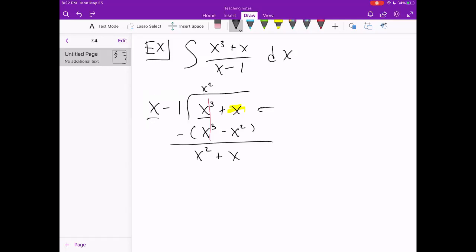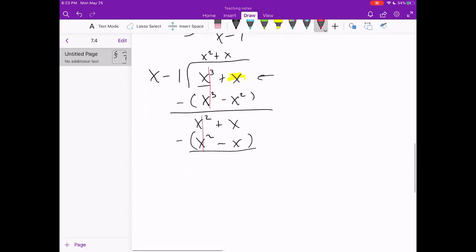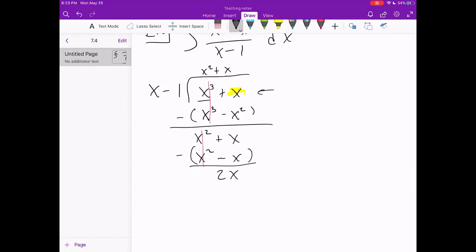All right, so now I ask myself, what do I multiply x by to get x squared? Because now I'm looking at this, and I'm looking at this. I'm going to multiply by x. So x times x is x squared. Negative 1 times x is minus x. I'm going to subtract these again. Just like before, those cancel. That's what we expect. Now we have x minus negative x. This is 2x. And now I just keep going.